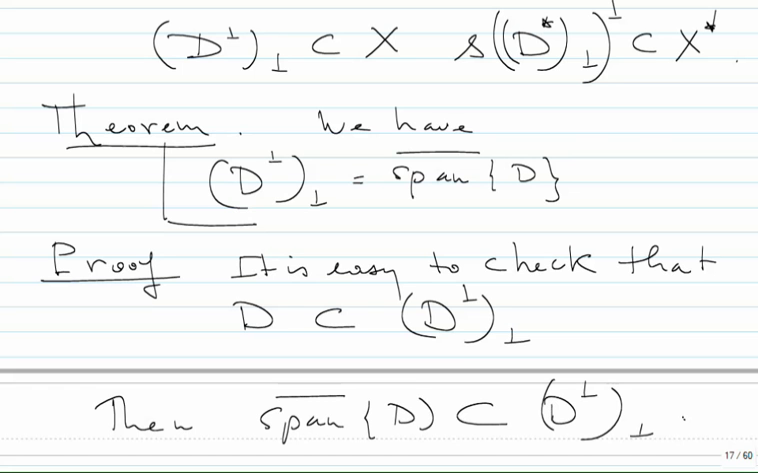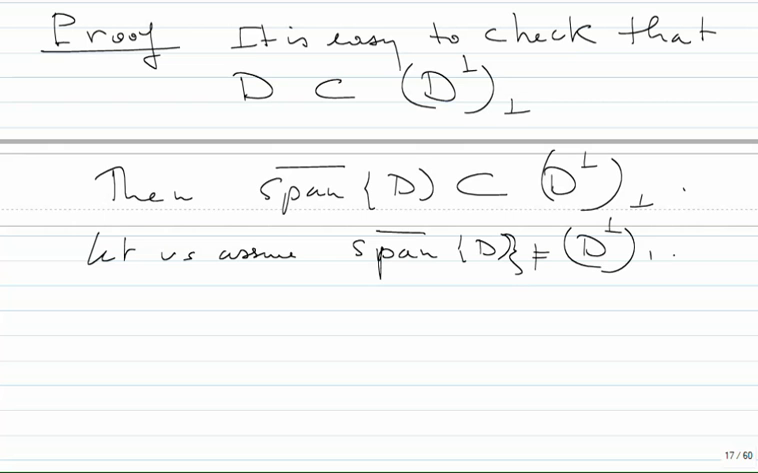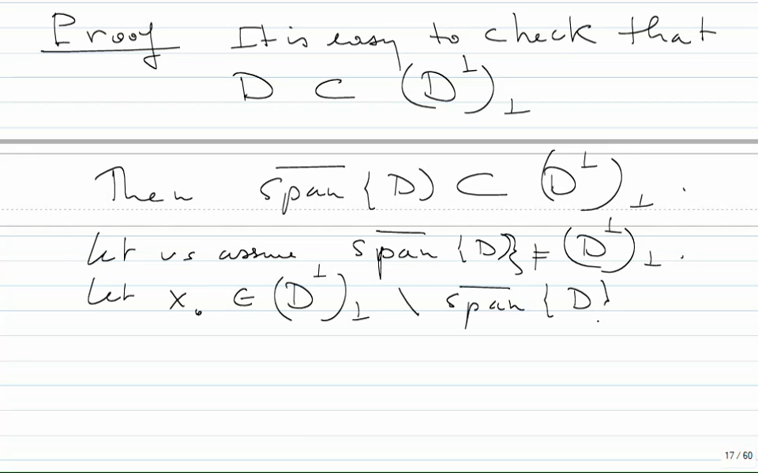So now, let us assume that the span closure of D is different from D orthogonal. Let X0 belong to D orthogonal, but not in the span. So then the distance from X0 to the span of D will be equal to delta, positive.